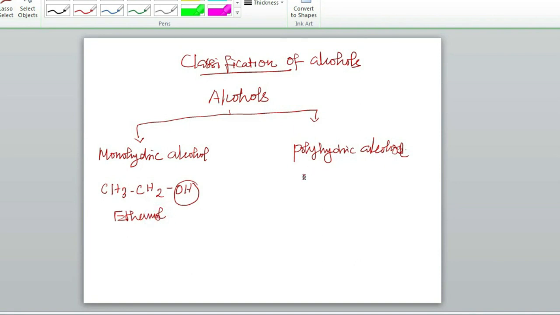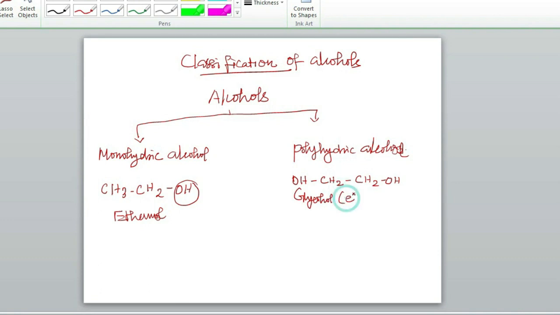The polyhydric alcohol contains more than one hydroxyl group. For example, CH2OH, CH2OH. This name is glycol.